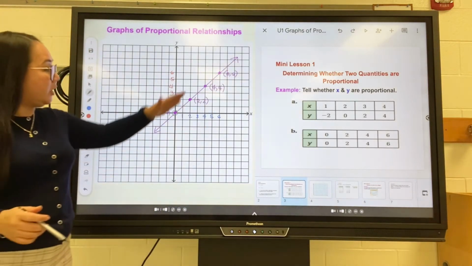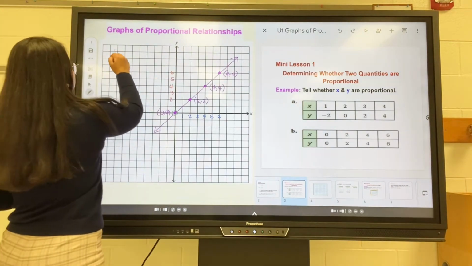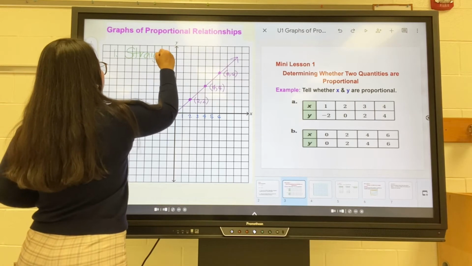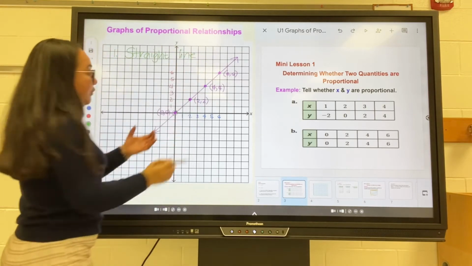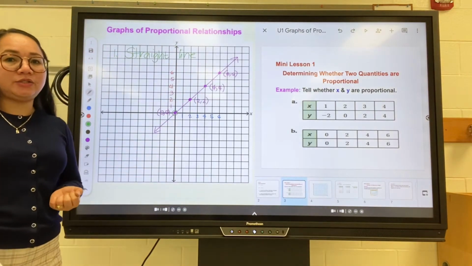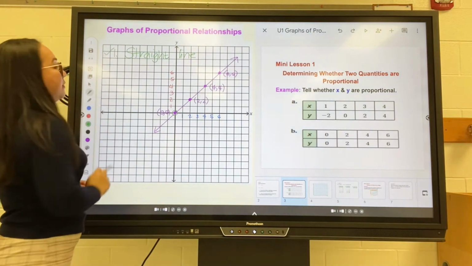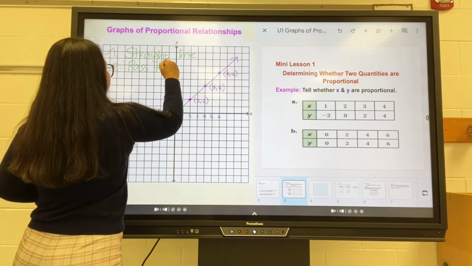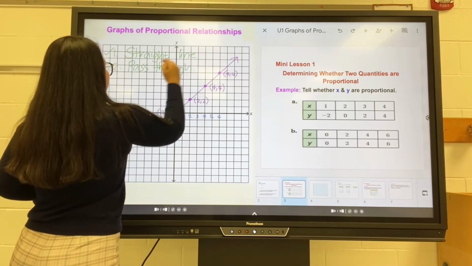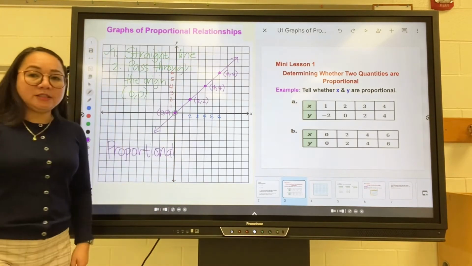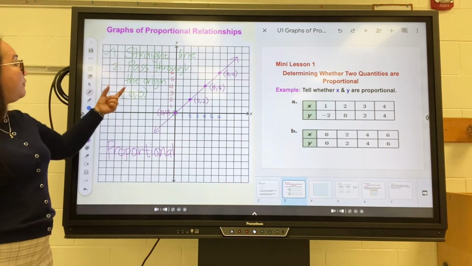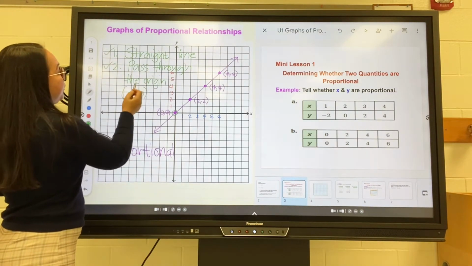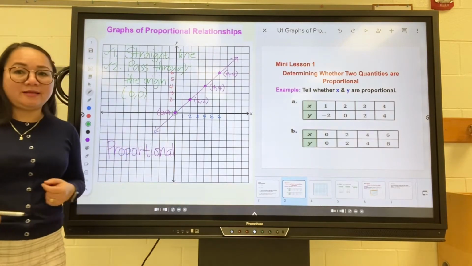Now, look at the graph. First one is, it forms a straight line. If you look at the graph, yes, it is a straight line. So that's checked. Number 2, the line should pass through the origin. It is proportional because it qualifies. It has a straight line and it passed through the origin, which is this.